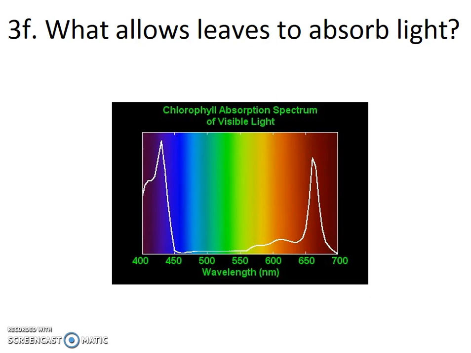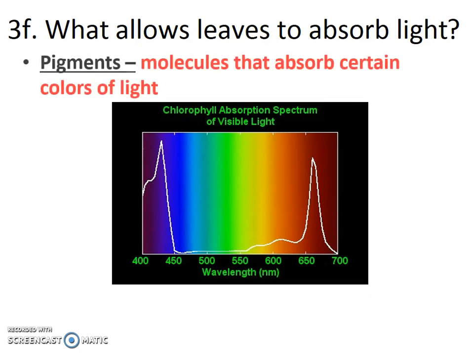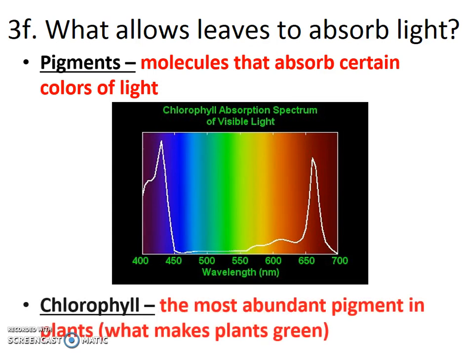Well, they're absorbing light via pigments, which are just molecules that absorb certain colors of light. They're just colored molecules. And the main pigment inside plants is chlorophyll. That's the main photosynthetic pigment. It's actually what makes plants green, chlorophyll.